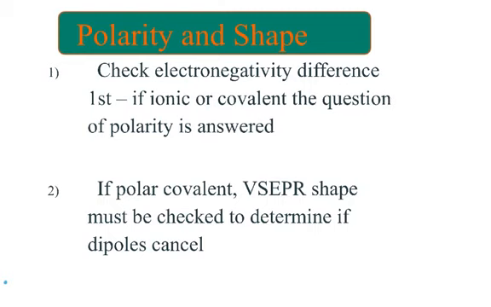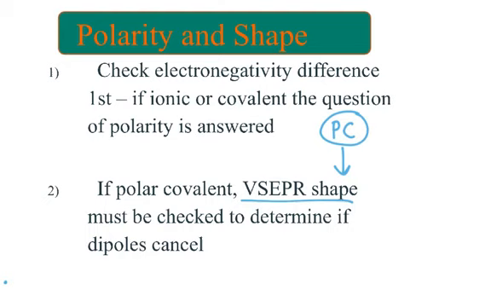So step one, we are always going to do. Step one means we check the electronegativity difference, and if it's ionic or covalent, the question of polarity is already answered. You do not have to go to step two. If it's polar covalent, so let's say in step one it's polar covalent, now we're going to go down here and we have to check shape.